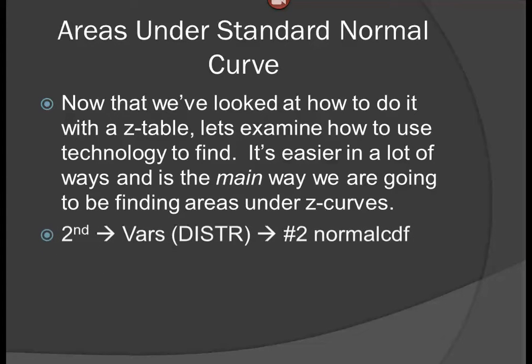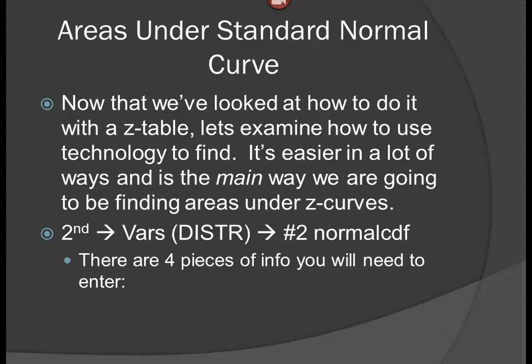So on your calculator, what you want to find is second, and then VARS, V-A-R-S. It is located right under the arrow keys on your calculator if you have a TI-83 or 84. So when you go second VARS, which really is taking you to the distribution list, go to choice number 2, normalcdf. You can either hit 2 or highlight normalcdf number 2 and hit enter.